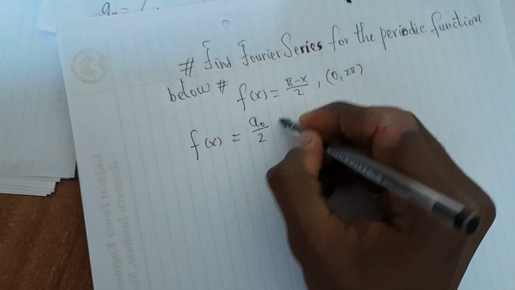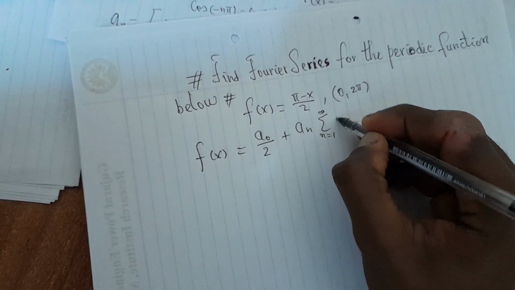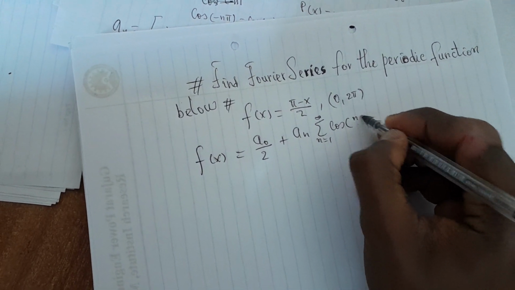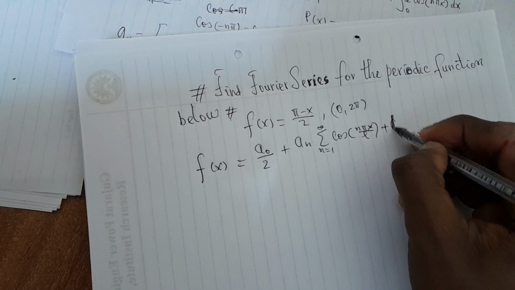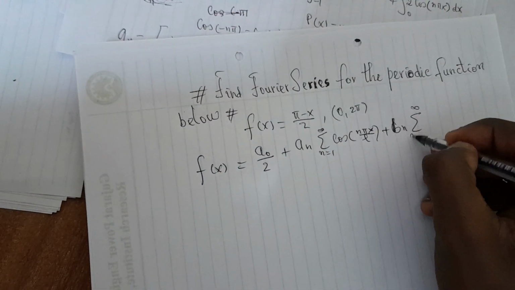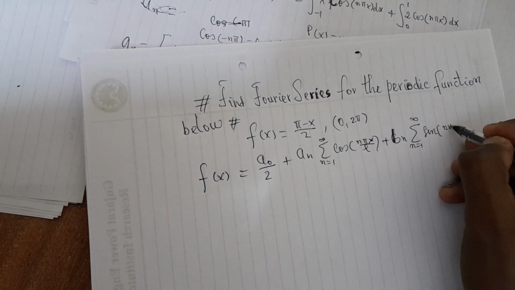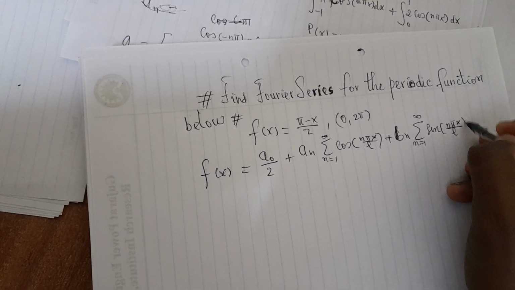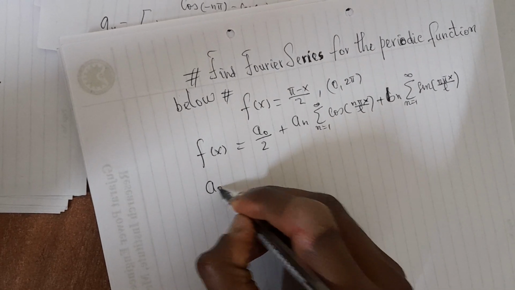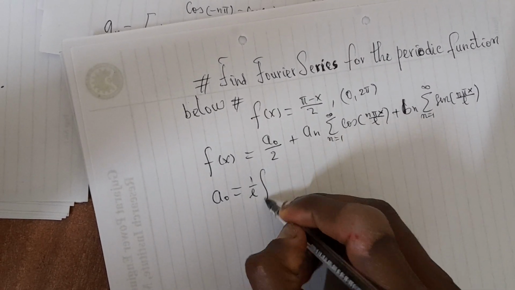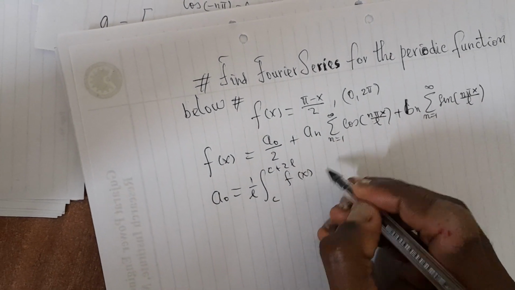Fourier series: a0 by 2 plus the sum from n equals 1 to infinity of an cos of n pi x upon L, plus the sum from n equals 1 to infinity of bn sin of n pi x upon L. Let us first find what is a0. a0 here will be 1 upon L, integral from c to c plus 2L of f of x dx.